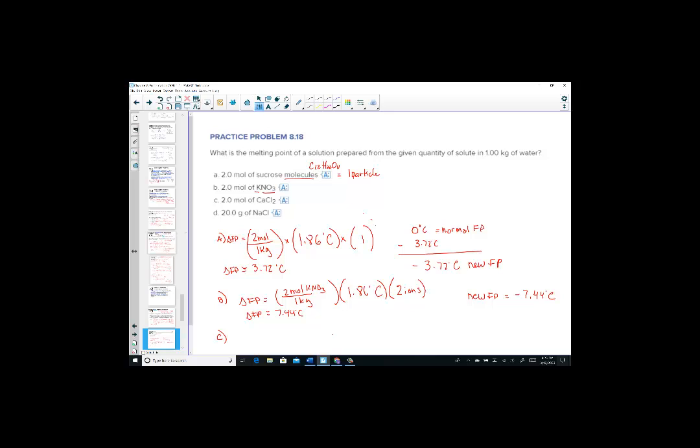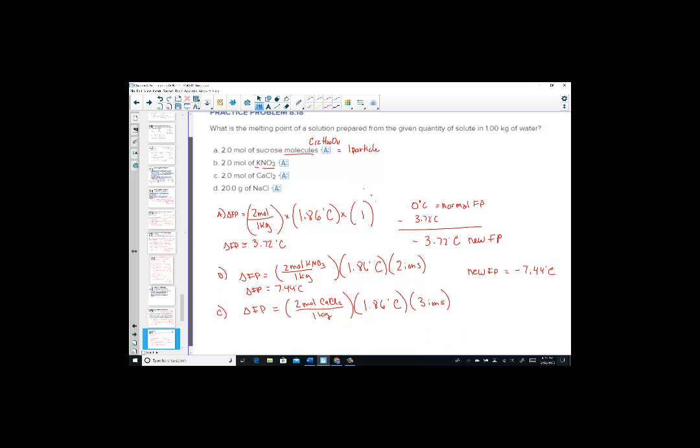And in letter C, you found the change in freezing point by taking 2 moles of calcium chloride in that kilogram of water. You then multiplied it by 1.86 degrees Celsius, and you counted 3 ions in your calcium chloride solution. CaCl2 contains 3 ions. 2 times 1.86 times 3.